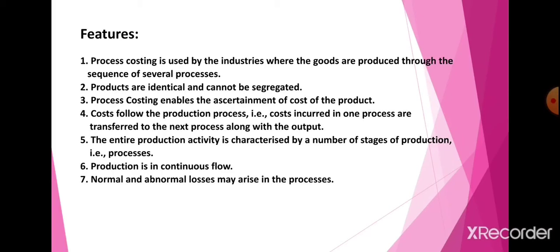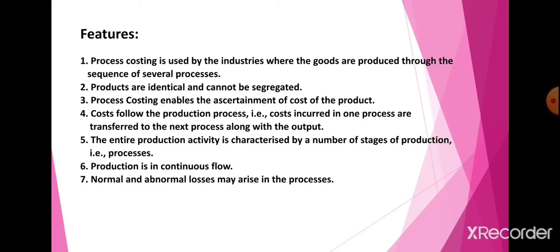First one is process costing is used by industries where the goods are produced through the sequence of several processes. Process costing is a method applicable where the output results from continuous or repetitive operations or processes. Process costing is suitable for industries like paint, oil refining, rubber, chemicals, sugar, paper, soap making, textiles, etc. This method is also employed where it is not possible to ascertain the prime cost of a specific order.